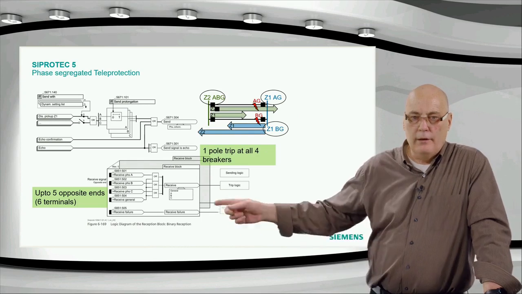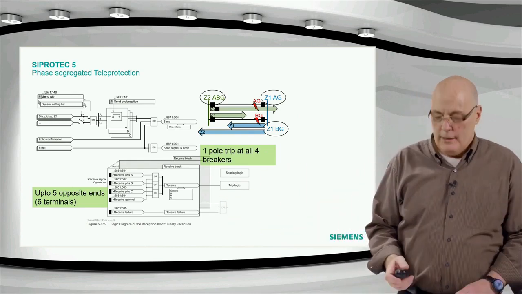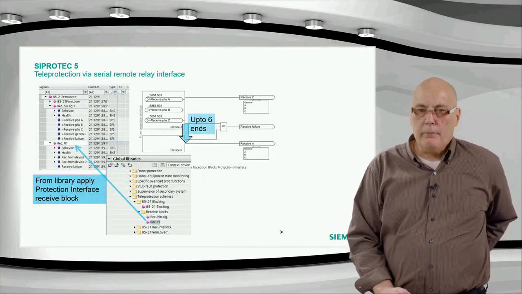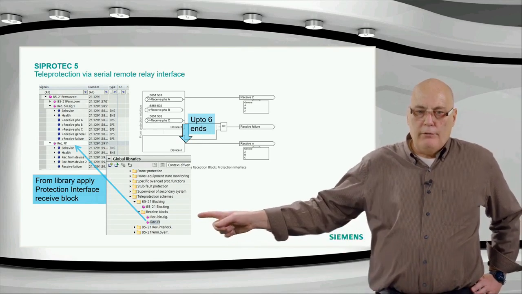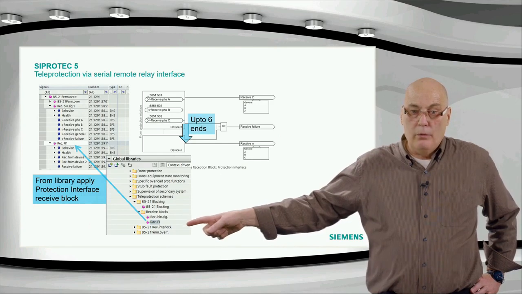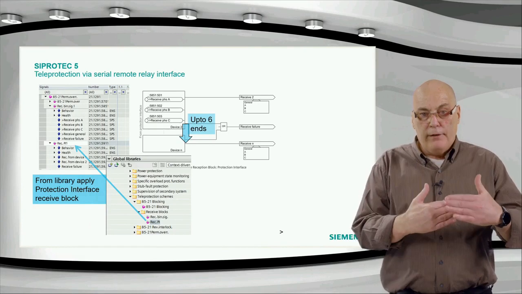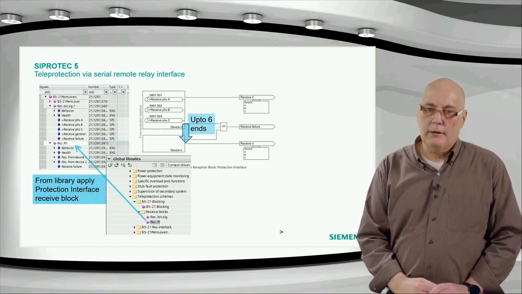And that's, as I said, done in the logic independently. You can do this with binary inputs, or as we'll see later on, with the built-in serial communication. So you have a choice. You can do this phase selective tripping with binary inputs or with a protection interface. A protection interface is the serial interface in the relay. This could also be an Ethernet interface nowadays.